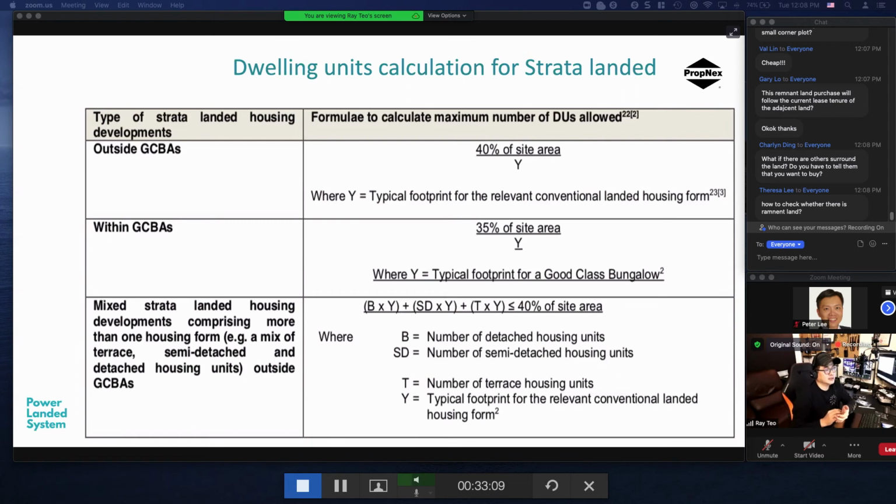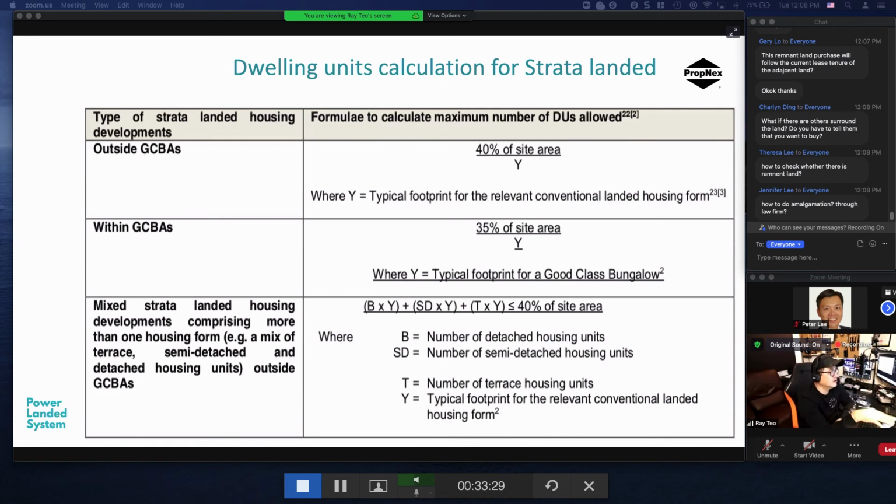How to check whether there is remnant land? Go to the site and see whether there is any. You can do a visual inspection. If the visual inspection shows there is, then you go and check whether this is a remnant land. Maybe it's a private land. We also don't know. Sometimes it's a private land, leftover land.